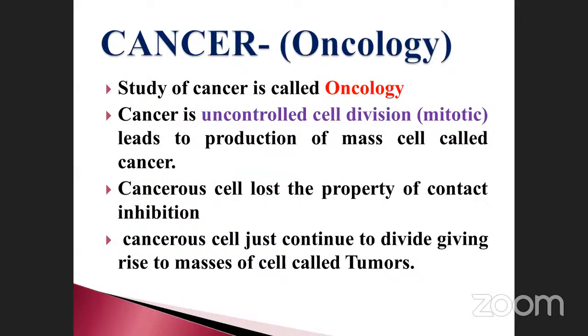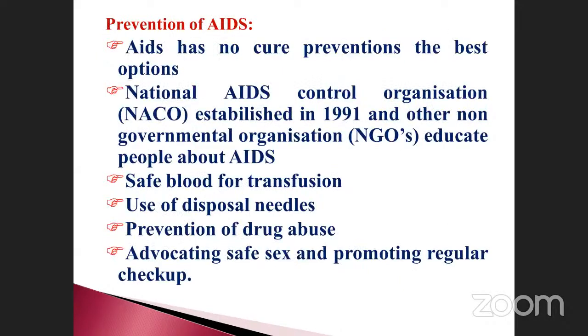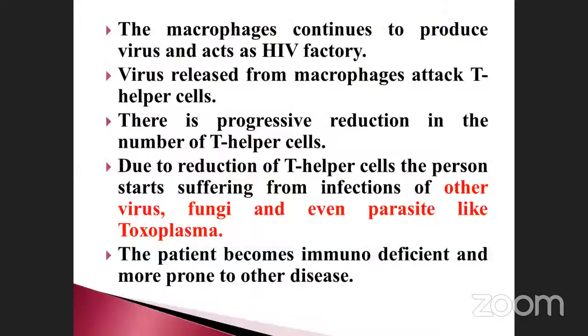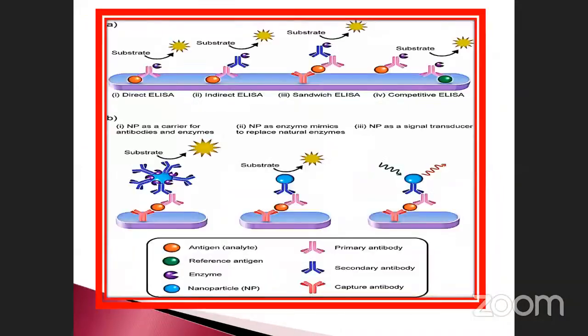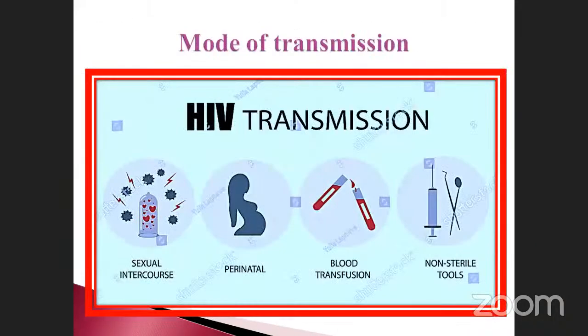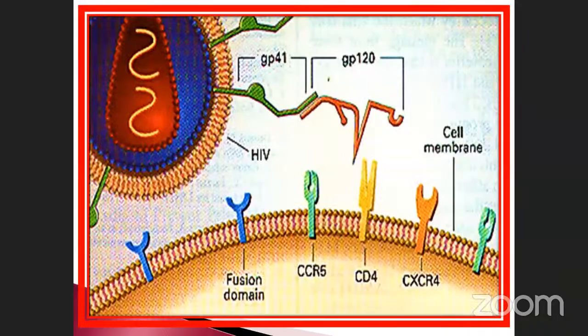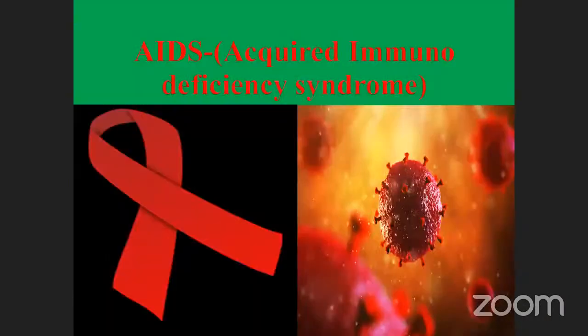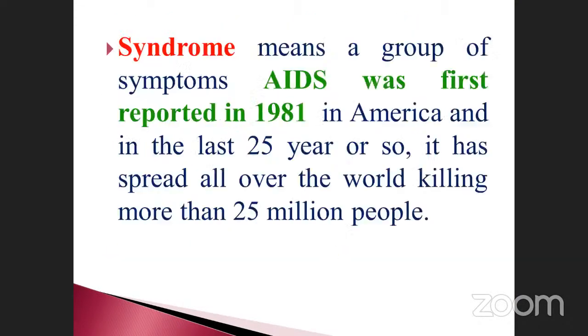Next class we will see the remaining topic, cancer. The study of cancer is called oncology. We'll see that. See what we have discussed today. One thing to remember: what is AIDS, acquired immunodeficiency syndrome? What is the causative organism? HIV, human immunodeficiency virus. What are the main structures of the HIV?